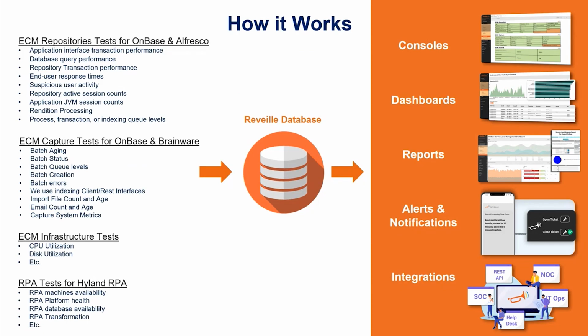Now, at a high level, how does Reveille do this? So we have these code lines, platform, and we have user analytics. And what we do is, the code that's running, we fire tests at an OnBase or an Alfresco, and we pull that information back to a Reveille database. And we have tests for OnBase and Alfresco. We have tests for OnBase and Brainware. We have infrastructure tests, and we have RPA tests.